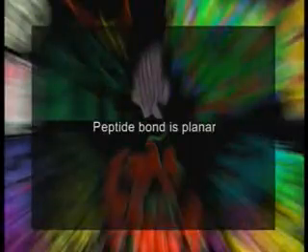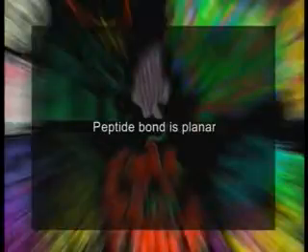If we examine the geometry of the protein backbone, it reveals several important features. First, the peptide bond between the two amino acids is essentially planar. Thus, for a pair of amino acids linked by a peptide bond, 6 atoms lie in the same plane.